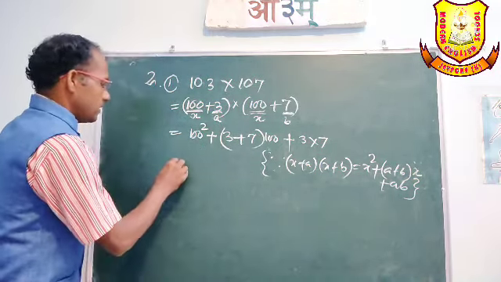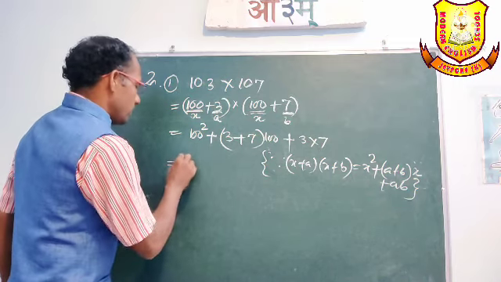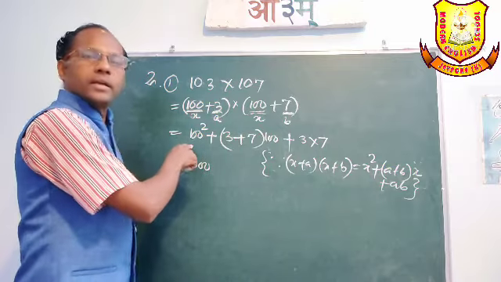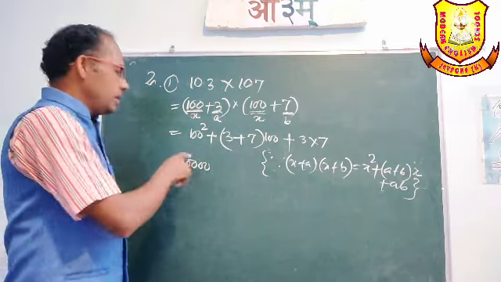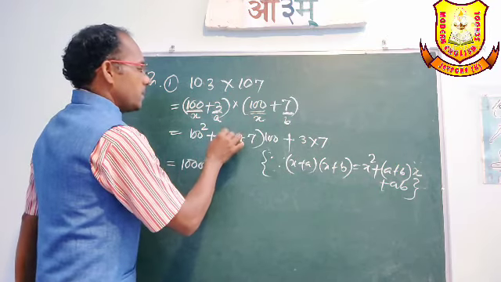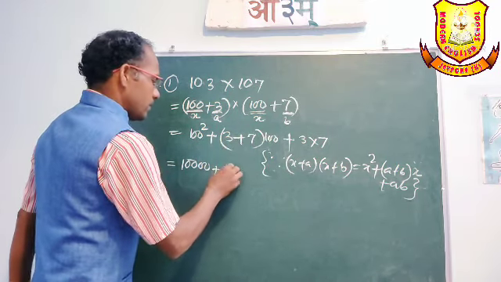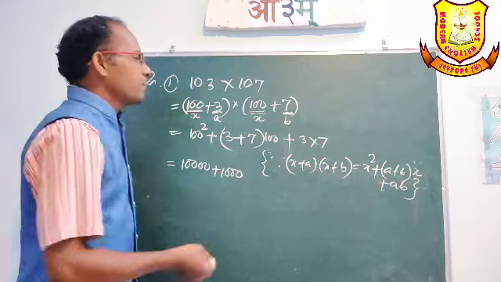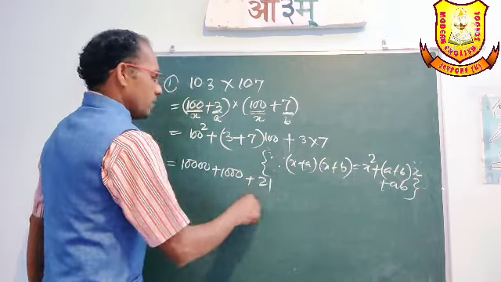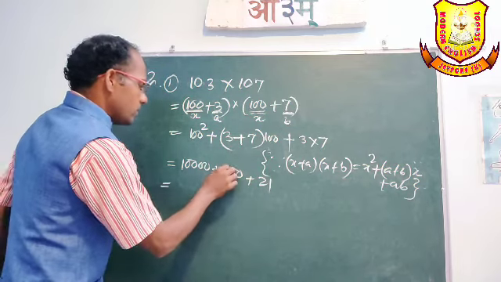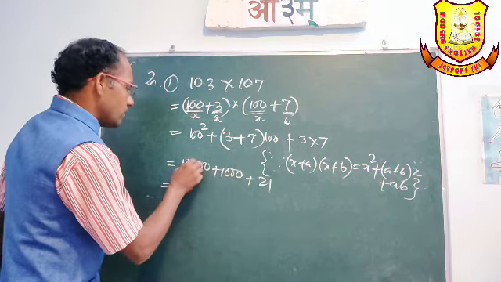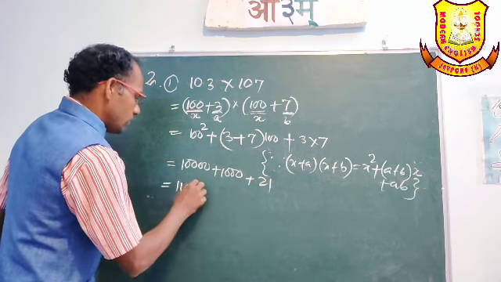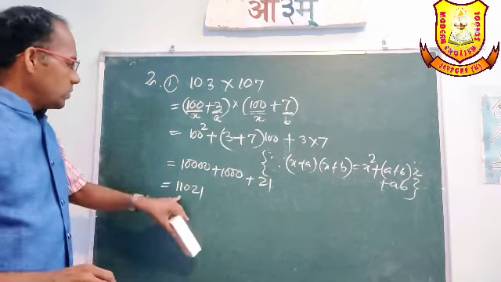Okay, this implies that a equals 100 square, which is 4 zeros. 100 square has 1, 2 zeros, and the square has 4 zeros. 3 plus 7 equals 10, into 100, that is 1000, plus 21. That is equal to 10,000 plus 1,000 plus 21, so 10,000 plus 1,000 plus 21 is 11,021.